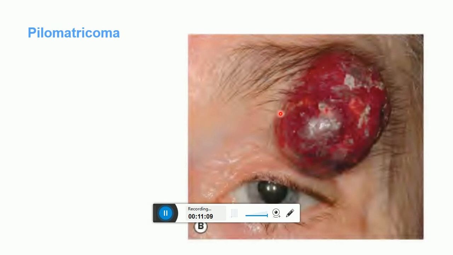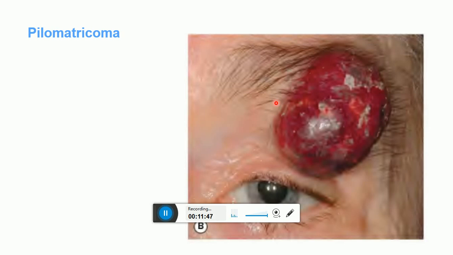Clinically, it appears as a mobile, purplish dermal nodule. So here you can see in the picture. It may have a hard consistency due to calcification, which is usually present, and there is foreign body giant cell reaction. Malignant change is rare. It is usually removed surgically.